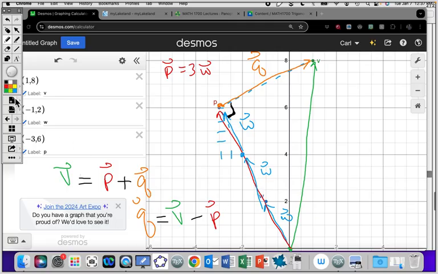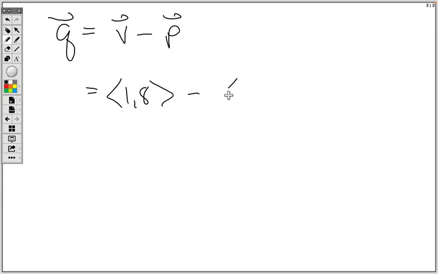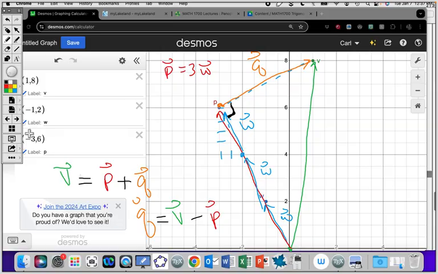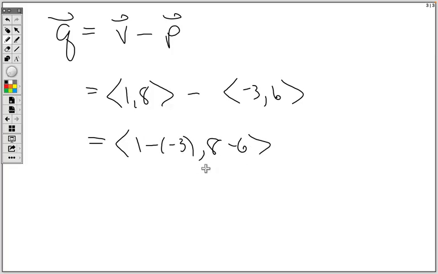All right, so let's check that out. So what would Q be in this case? Q is V minus P. V was 1, 8. P was negative 3, 6. The way we subtract vectors is we subtract corresponding components. So be careful here. 1 minus a negative 3. 8 minus 6. This is the vector 4, comma 2. So that's my Q. And now let's check.